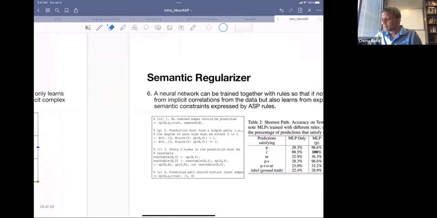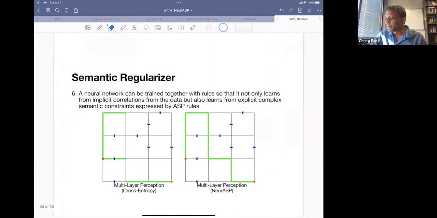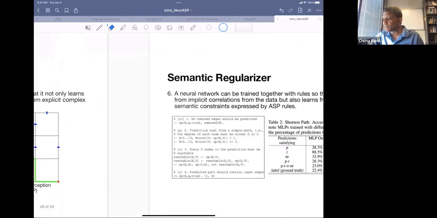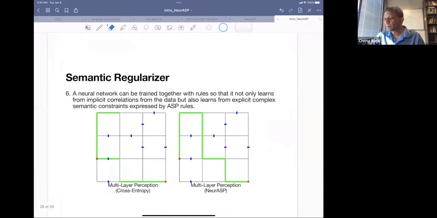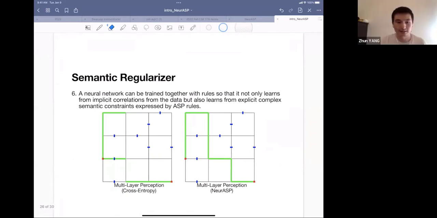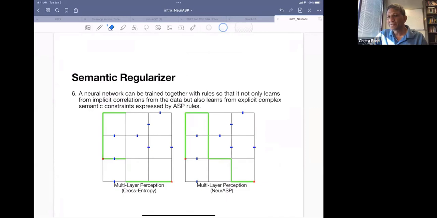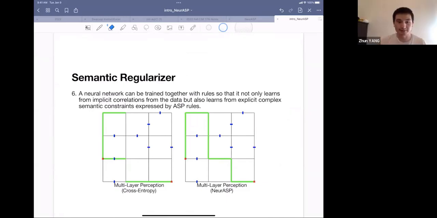Okay. Yeah, the semantic regularizer, I think I didn't understand this one. You can skip these 2 slides, so they're not relevant that much. Yeah. So do you want me to explain something about here?